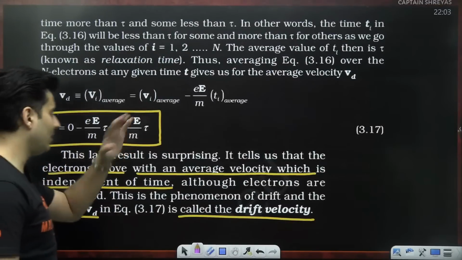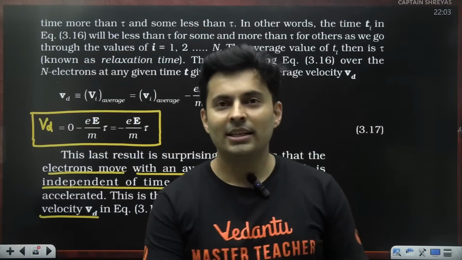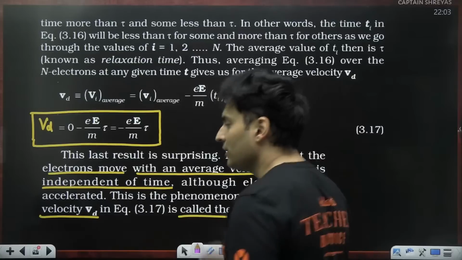Vd is equal to E by m tau. Okay? E by m tau is equal to Vd. Vd is equal to E by m tau.